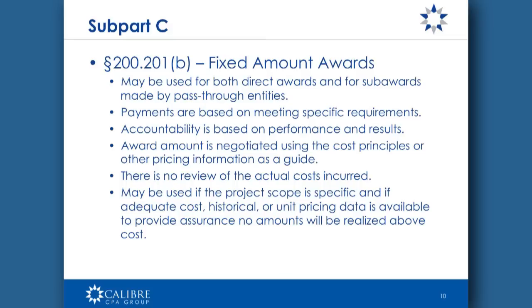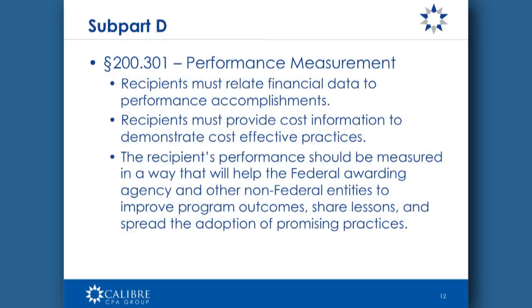can, right? They really want awards to be based on performance and reimbursable basis. So there are some situations where you can use a fixed award, but they are reducing that. Subpart D discusses what we talked about, performance measurement. So how are you going to relate the financial data to the program accomplishments and the performance accomplishments?